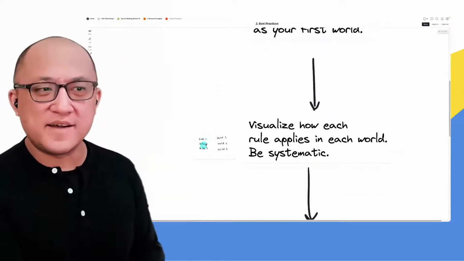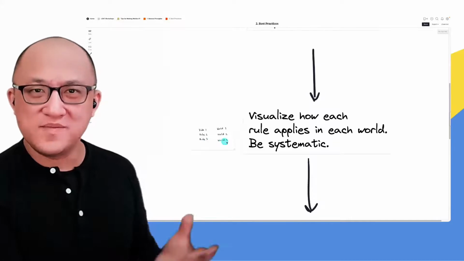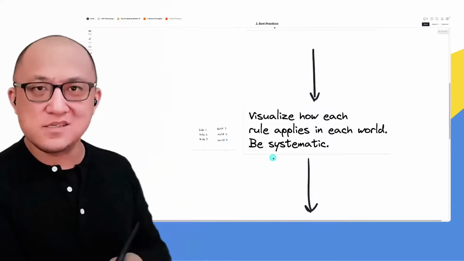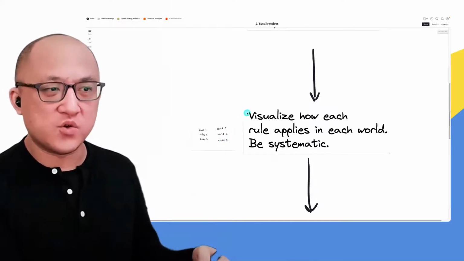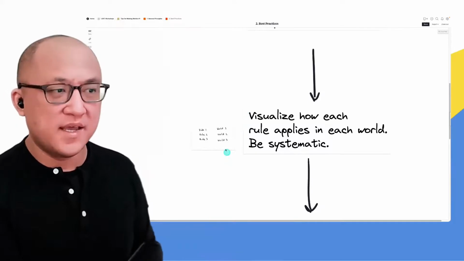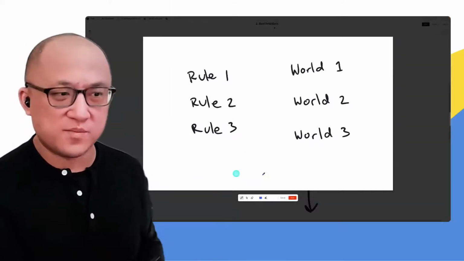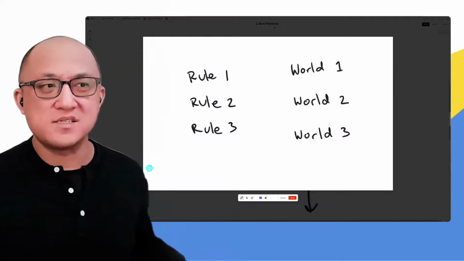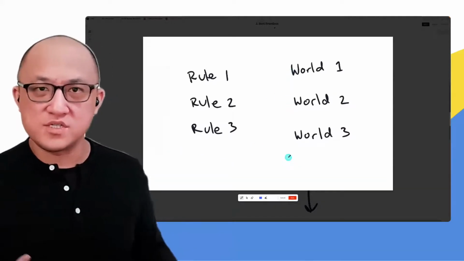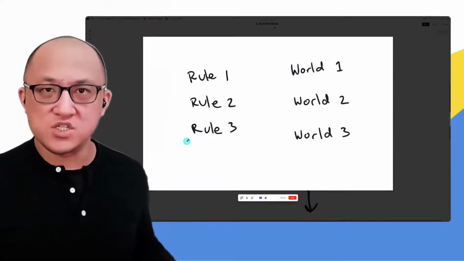The next thing that I want to make sure you at least think about is just being systematic about how you apply the rules in each world. So here's another kind of abstract diagram. I hope it makes sense. Let's say we have our 3 worlds, and then we have 3 rules left to apply.